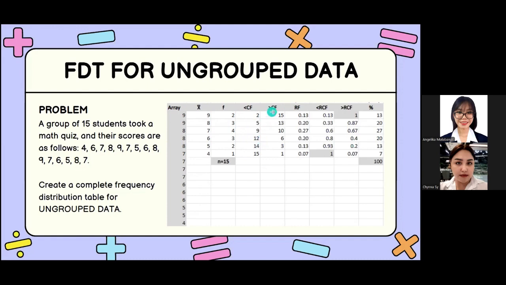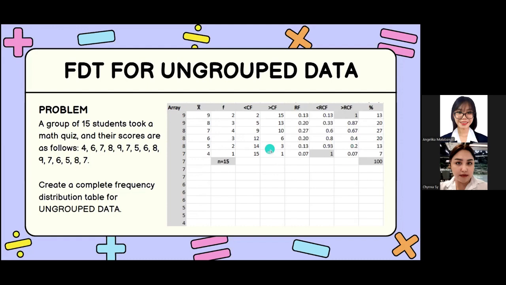Parehas lang yung gagawin natin sa more than CF, but this time we will start from the bottom. If sa less than CF, we start from top to bottom. Dito naman, we start from bottom going up. So, again, dito pa din sa frequency magbe-base, we copy the first value, 1, and then we add the next value, which is 2. So, 1 plus 2 is equals to 3. 3 plus 3 is equals to 6. 6 plus 4 is equals to 10. 10 plus 3 is equals to 13. And then 13 plus 2 is equals to 15.